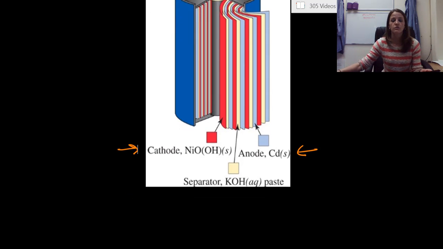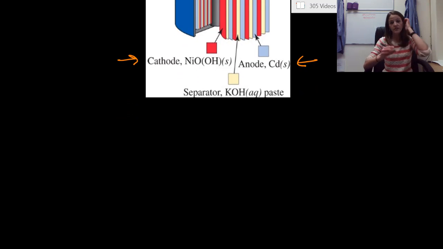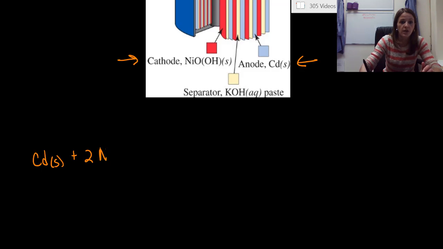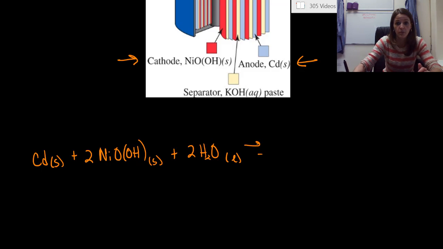So what I want to do now is write out the overall reaction of this NiCad battery, and I want you to identify a couple things for me. So let's write out the overall chemical equation first. So we have cadmium solid plus 2NiO, and then there's hydroxyl groups here. Oh, that's not true. Sorry, one hydroxyl group there. That's in a solid state, plus two waters. And now these are liquids, obviously, we know about water.